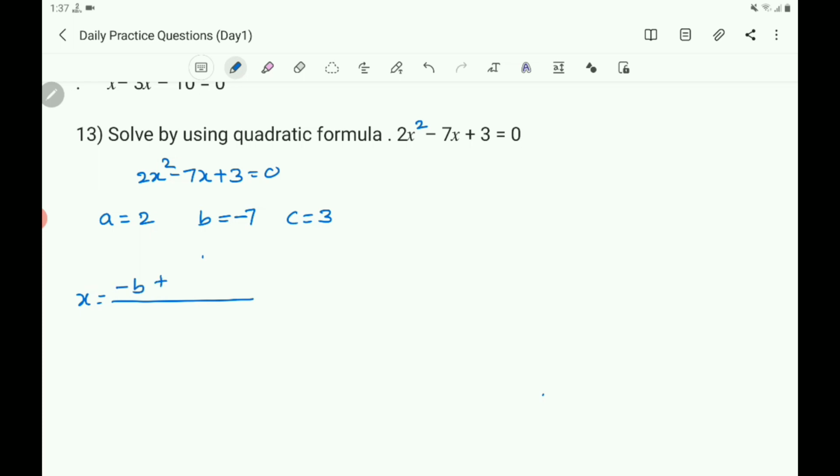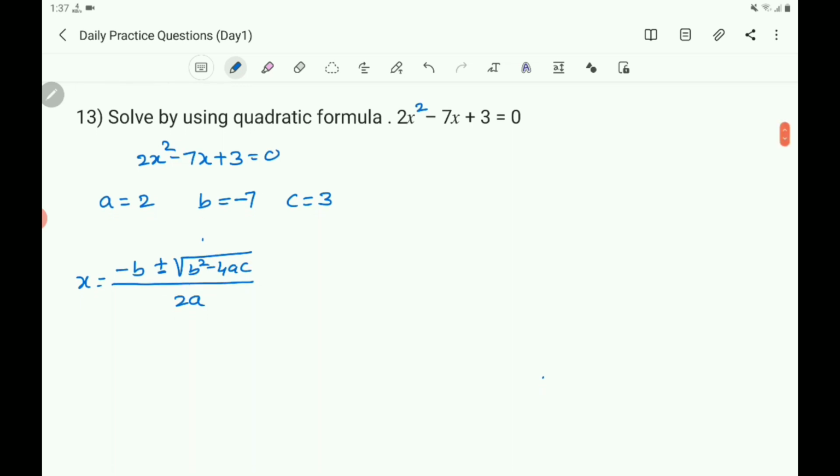minus b plus or minus square root of b square minus 4ac by 2a. That equals minus b, so write minus, and in the place of b you write minus 7. So it becomes minus of minus 7.